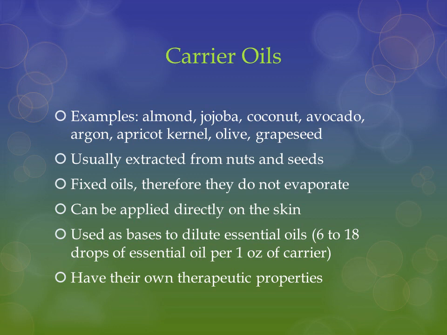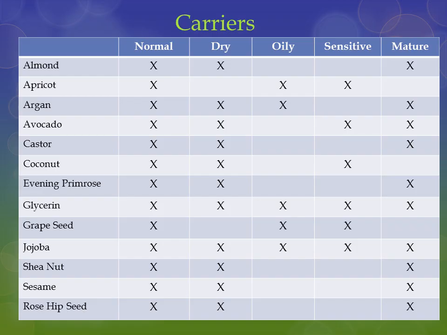Usually, as a general rule of thumb, we recommend diluting the essential oils 6 to 18 drops of the essential oil per 1 ounce of carrier. 1 ounce of carrier would be equivalent to 2 tablespoons of your carrier oil. Now, the carrier oils also have their own therapeutic properties. This is a chart that was created by Now Foods, the company that we buy our essential oils from. Along the top, you have the different types of skin, and along the left, you have different oils that are used as carriers to dilute down the essential oils.